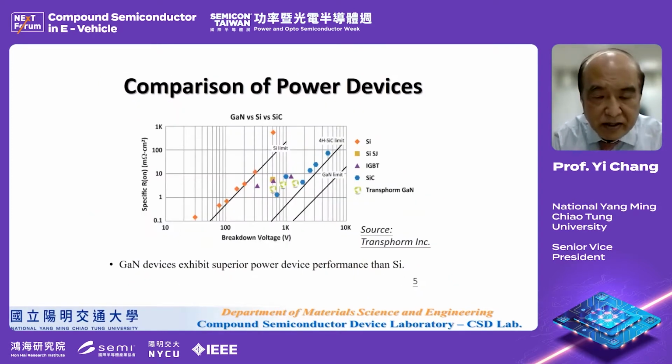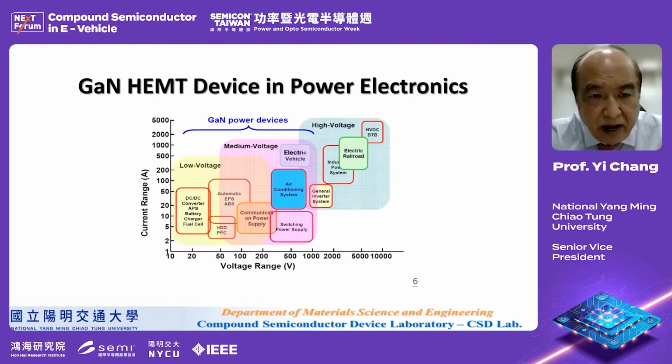Gallium nitride HEMT devices usually exhibit superior performance compared to silicon-based devices, including lower specific on-resistance due to the 2DEG, and high breakdown voltage due to the high band gap of the material. This HEMT device can be used for many different applications, from low power to high power, because of the high band gap and the high current. They can be used for many applications, from commercial ones to electric vehicle applications.